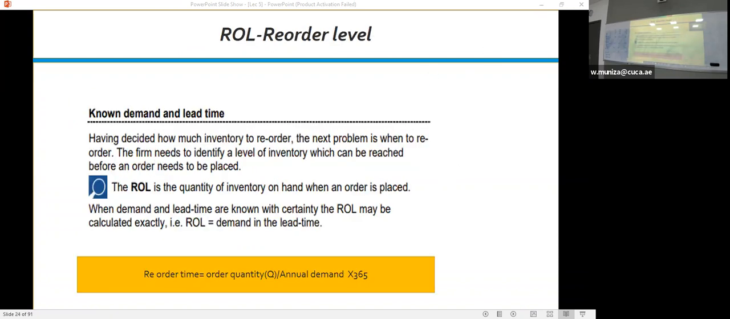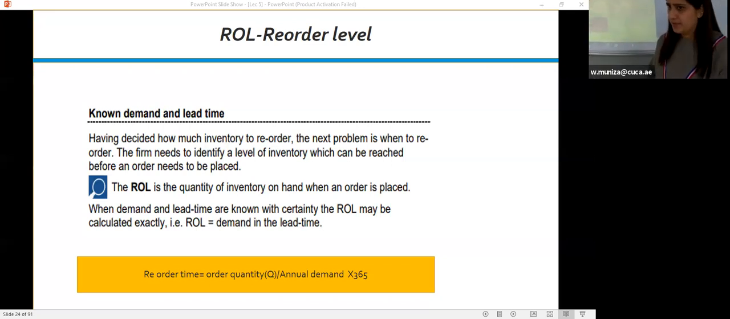Okay, now students, reorder level. What is the reorder level? How much amount of inventory should be in stock when you do order for the next inventory? We do assume that if the lead time is constant, then reorder level is the usage in that lead time. How much amount of inventory is going to be used in that lead time? So they say demand in lead time.